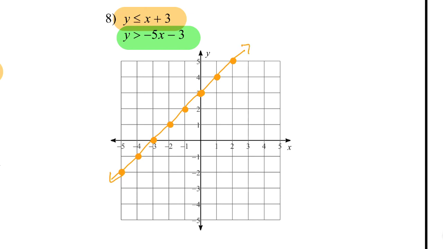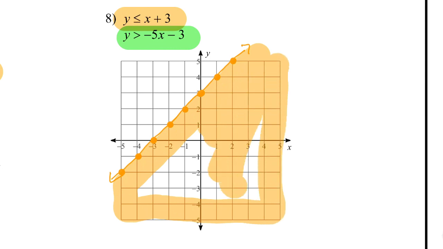And this time the inequality is opening away from the y value. So y is less than that line. So that means that we shade below the line, so down here. So all of this is the solution set for the first inequality.